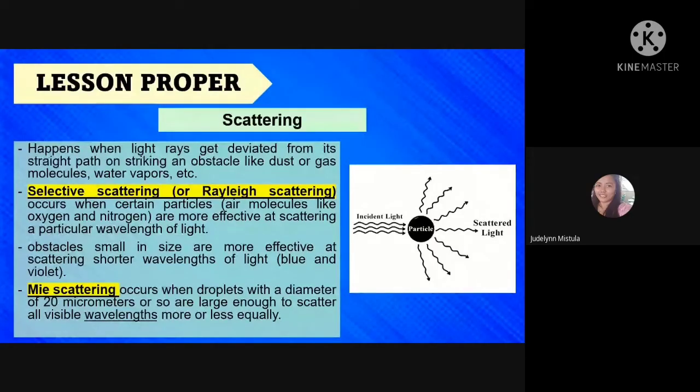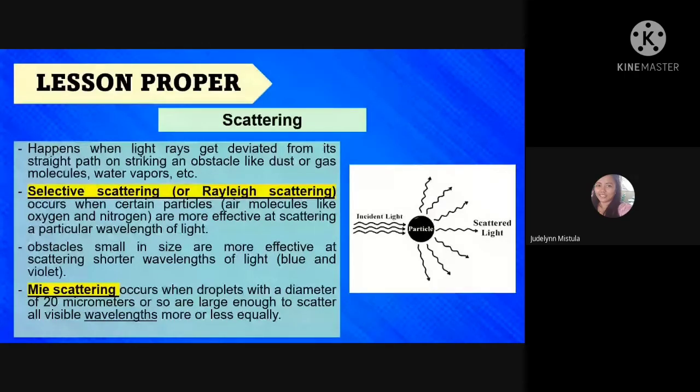The intensity of the scattered light depends on the wavelength of the light and the size of the particles. Air molecules and other particles that scatter light are called scatterers. Scatterers don't scatter all the colors equally. Instead, they scatter the shorter wavelengths, violet, blue, and green, in greater amounts than the longer wavelengths, yellow, orange, and red. This type of scattering is called selective scattering, also known as Rayleigh scattering.